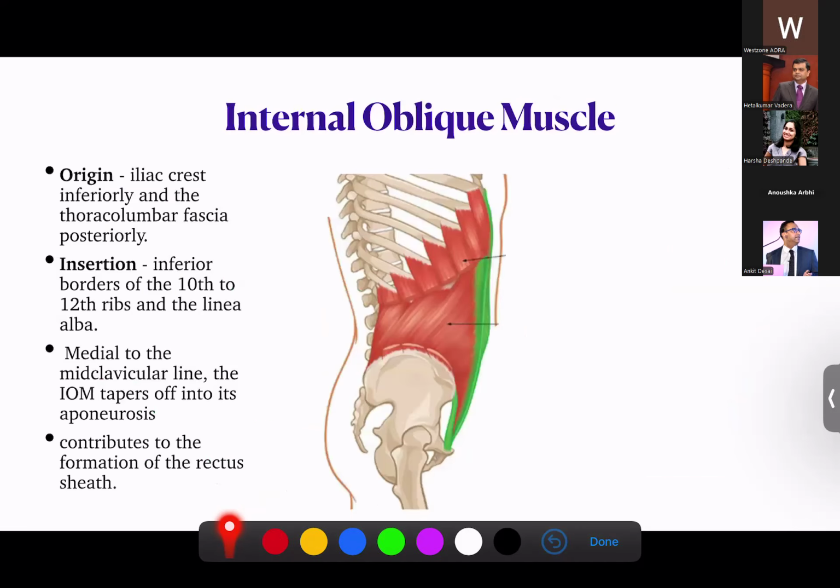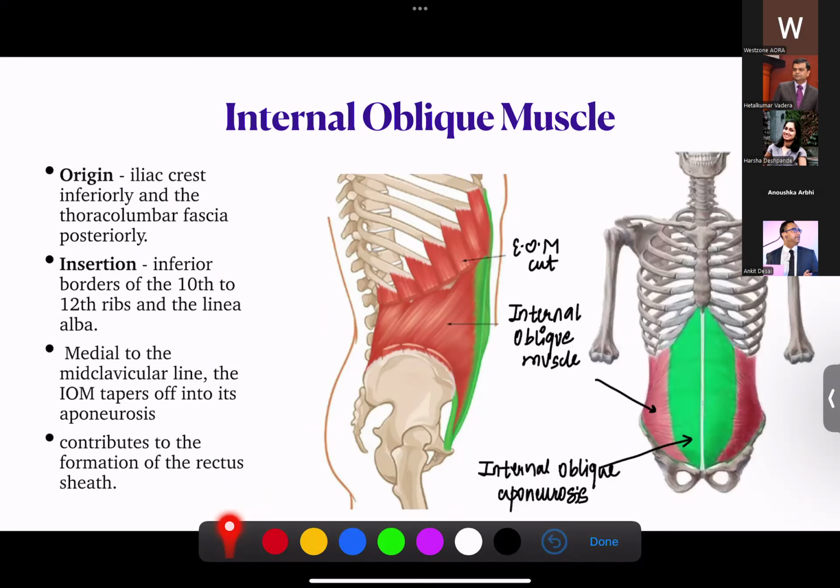Iliac crest inferiorly and the thoracolumbar fascia posteriorly, and inserts on the inferior borders of the 10th to 12th ribs and the linea alba. Medial to the mid-clavicular line, internal oblique tapers off into its aponeurosis, and it splits to form the rectus sheath. Here on the image on the right, the green part highlighted is all the internal oblique aponeurosis.